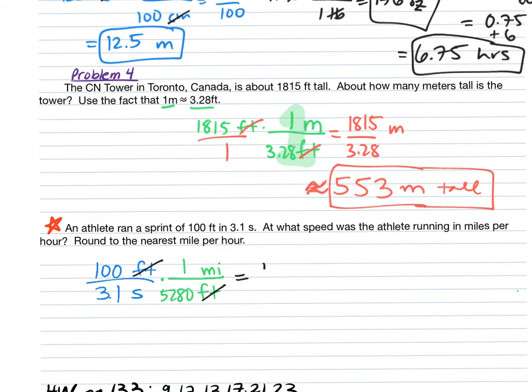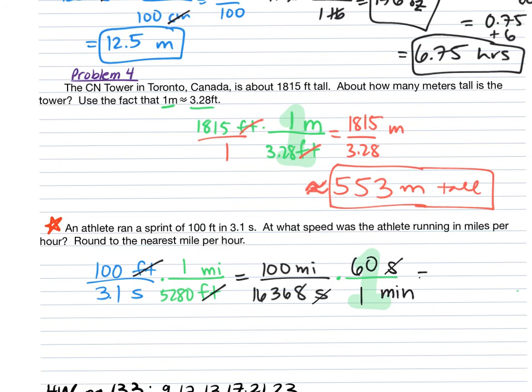Okay, and let's multiply across. We now have 100 miles in 3.1 times 5280, which is 16,368 seconds. Okay, but we don't want seconds. We want miles per hour, so we want hours on the bottom. So we want to get rid of the seconds. We're going to multiply by a conversion factor that's equivalent to 1 that gets rid of seconds from the bottom. So we want seconds on the top now, right? Because they will cancel. And we want hours, but let's do minutes because minutes will get us to hours. There are 60 seconds in 1 minute.